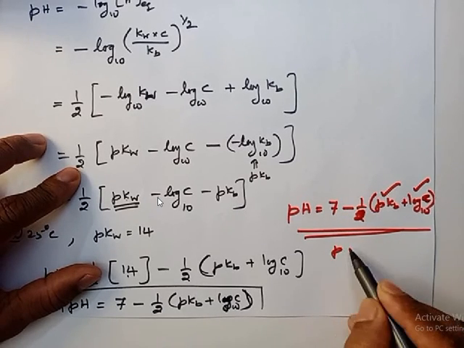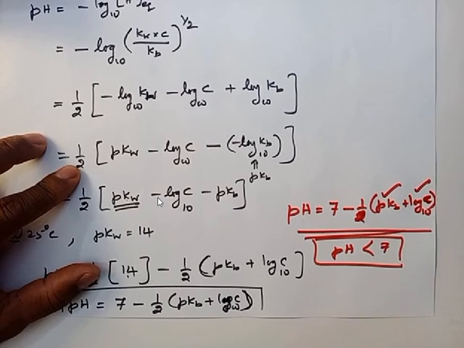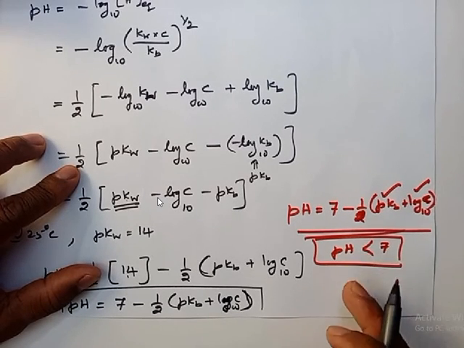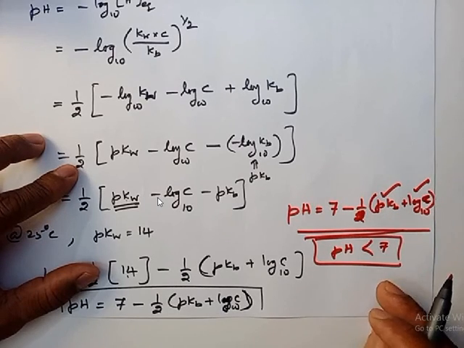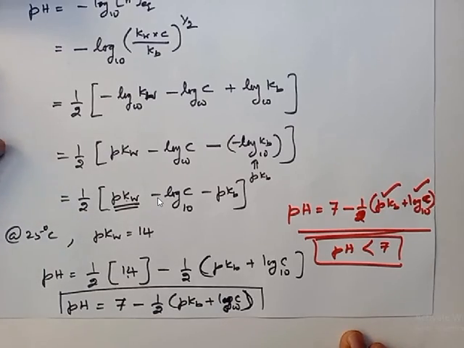Therefore for this solution, pH value will always be less than 7. Since pH is less than 7, the solution is acidic, so the salt is called an acidic salt. Ammonium chloride is an acidic salt. Why? Because if you dissolve the salt in water, the aqueous solution becomes acidic. That's the reason why we say that the salt is an acidic salt.